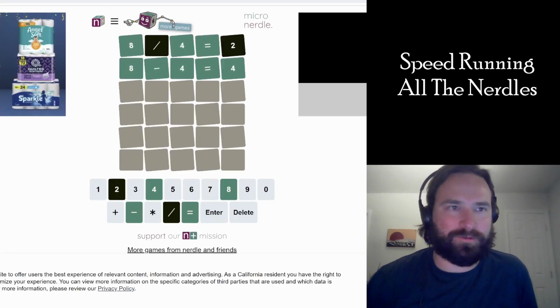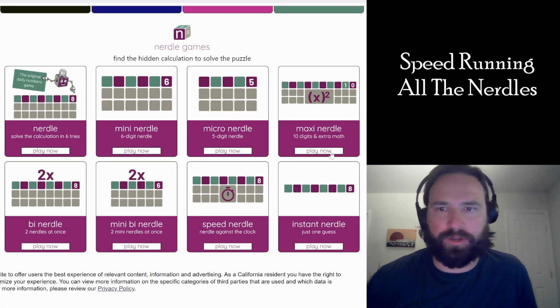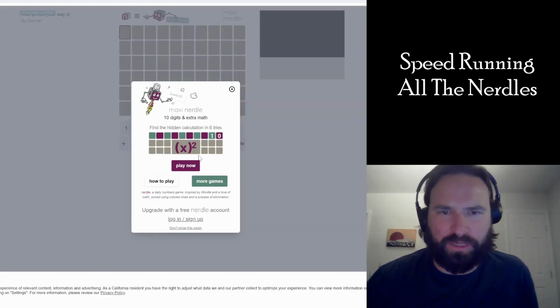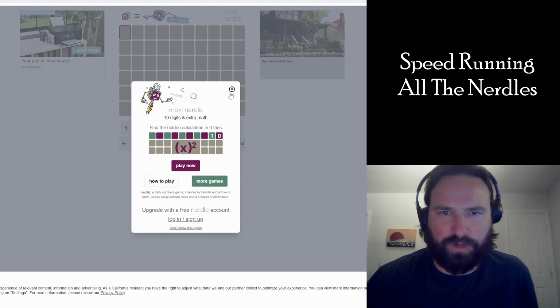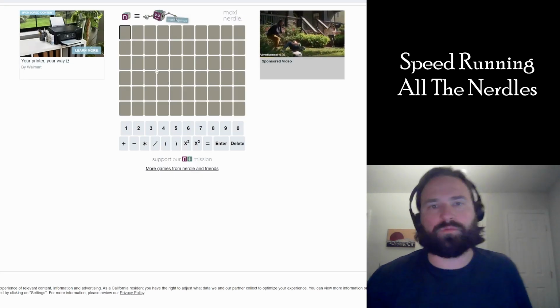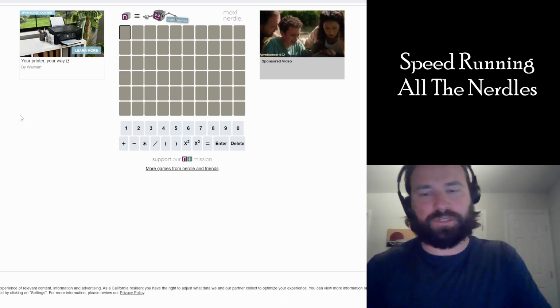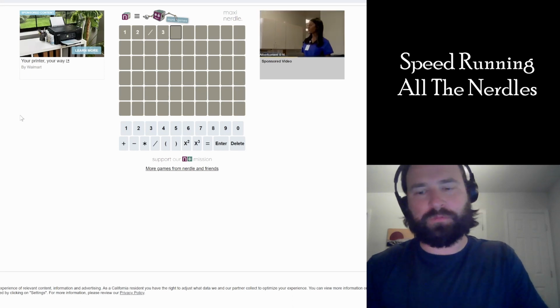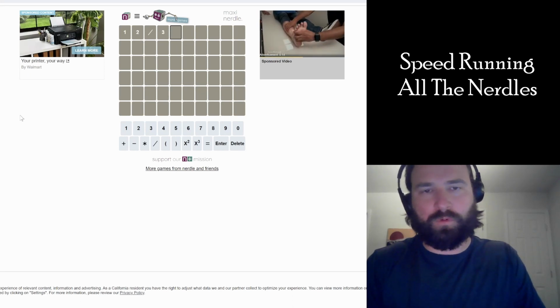Very, very cool. I don't know why the game's reloading. Maxi Nerdle. Okay, this one's crazy. There can be exponents and stuff, squareds and cubes. Okay, I forget what I usually start with here. I like this 12 divided by 4. Or 12 divided by 3 uses 1, 2, and 3. So then we have a 4, and so that's 4.